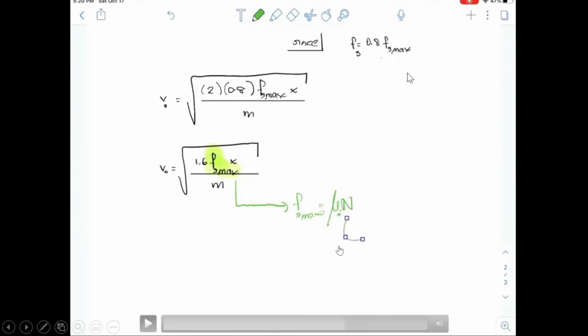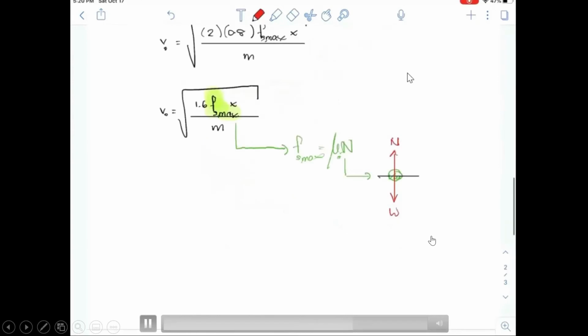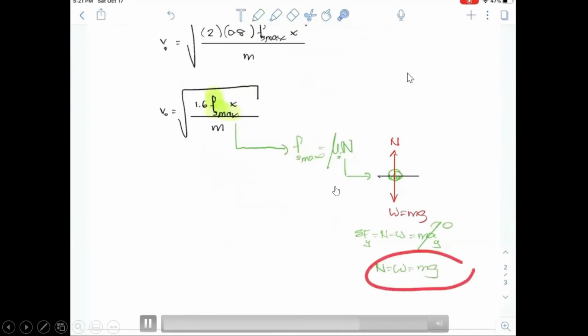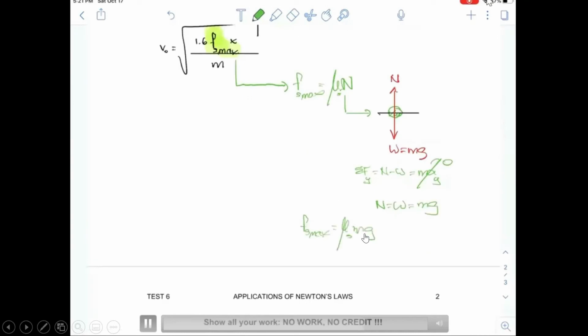We don't know what n is, but we know how to get n. It's the reaction force in this case to the weight. Because this object is sitting on a surface, it's going to create a normal force, apparent weight. So sum up the forces on the y direction. There's no acceleration on the y direction, which means that n is going to be the same as w. W is the same as mg. Once again, back substitution, and you will have to do a back substitution here.